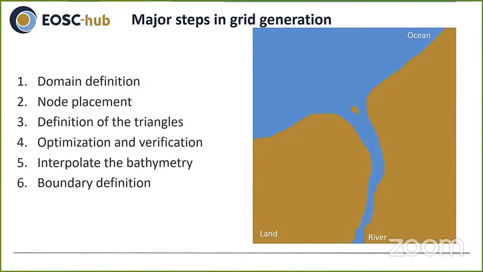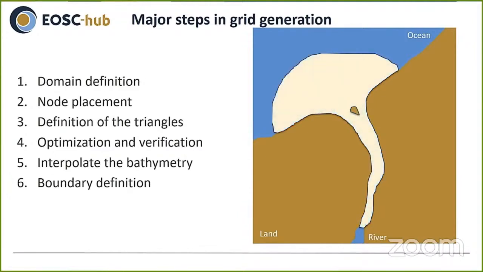So let's suppose this figure represents an estuary, the estuary that you want to simulate. Your first task will be to define the domain that you want to simulate. Once you have defined your domain, you need to place the nodes that will constitute your grid. Remember that this is an unstructured grid, so the node placement and the node density can vary widely in space. You can have very fine grid resolution in some areas and very coarse grid resolution in other areas.